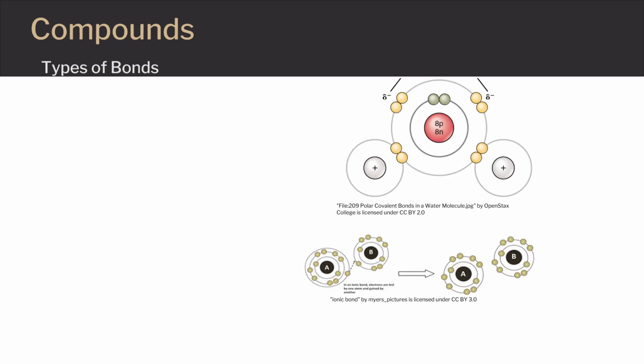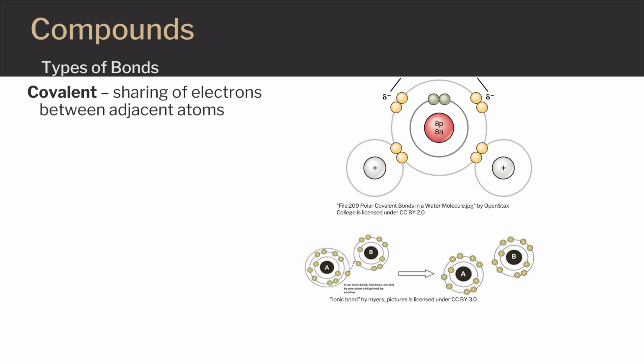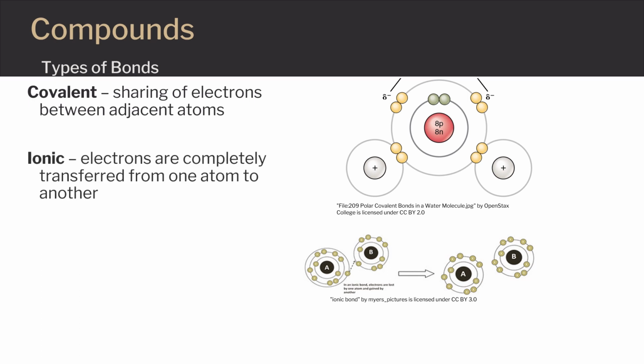There are two types of bonds that can hold a compound together. Covalent bonding means that the atoms involved in making the compound share electrons between them. Ionic bonds, on the other hand, do not share but rather involve the complete transfer of an electron from one atom to another, forming both a cation, or positively charged ion, and an anion, or negatively charged ion. The attraction between the positive and negative charges of these ions is what holds them together.